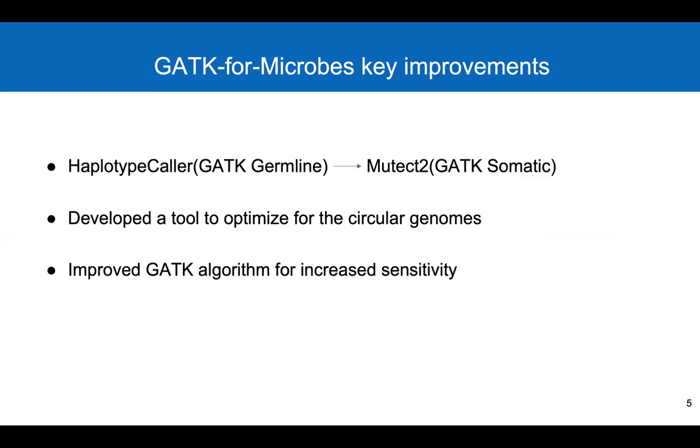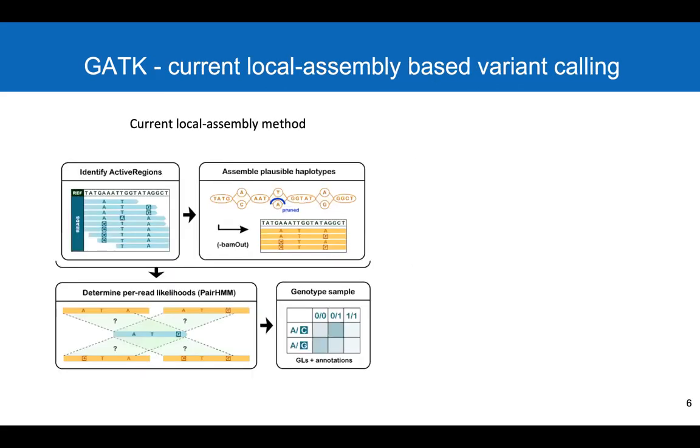Here are some of the high-level improvements we have made in GATK. During our investigation, we noticed that the microbial community was adopting GATK's germline variant discovery tool called HaplotypeCaller. However, our research found GATK's somatic variant caller, Mutect2, does much better with microbial genomes. We developed a tool to optimize for the closed circular genome structures of microbes. Additionally, we have made some improvements to the GATK algorithm itself for better sensitivity and precision. So let's talk about the improvements we've made to GATK's algorithm.